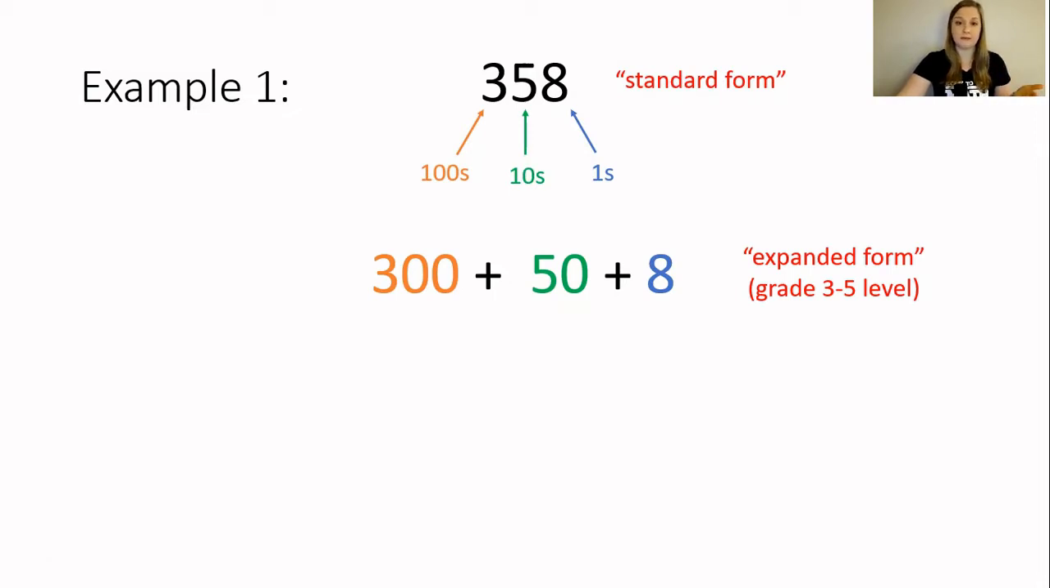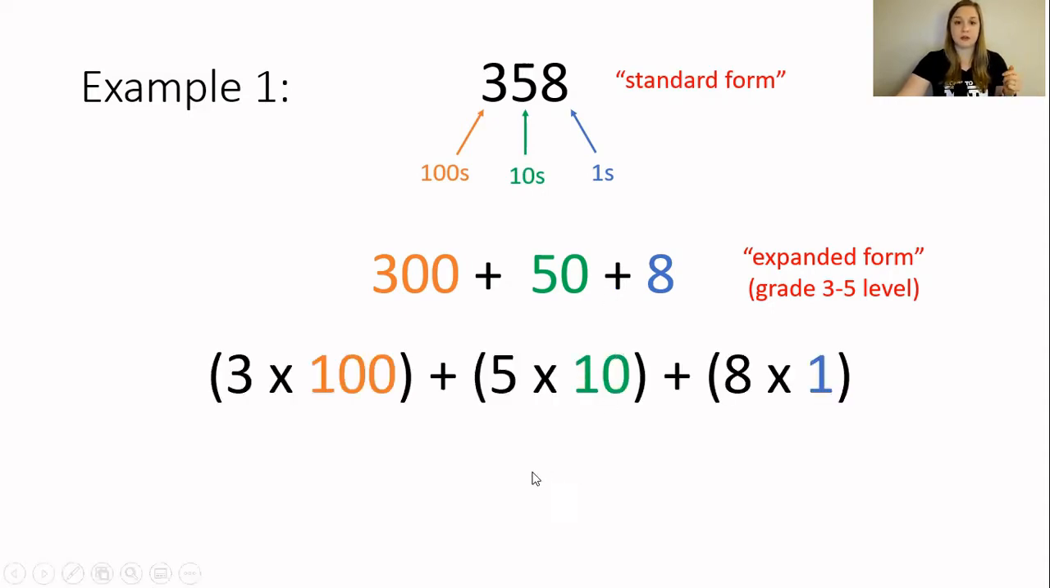So let's do that and take it a step further. Looking at the 300, the 50, and the 8, we can use multiplication of 10 to represent each of these. And that would look like 3 times 100 plus 5 times 10 plus 8 times 1. So 300 becomes 3 times 100. Essentially what we're doing here is taking the digit and multiplying it by its place value. As we see here, 3 100s, 3 times 100. And we continue this for our 5 times 10 and our 8 times 1.